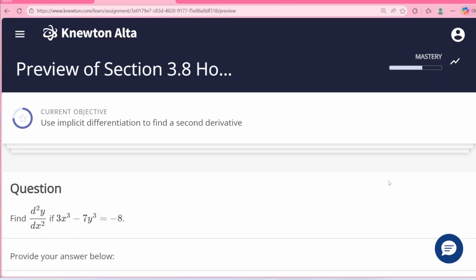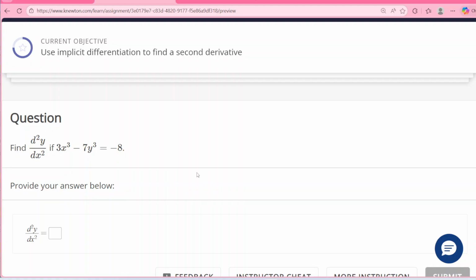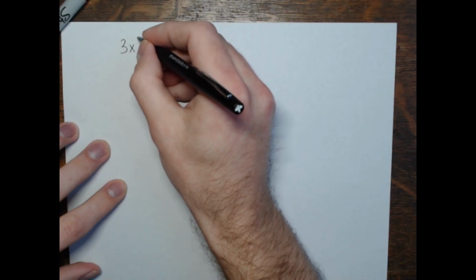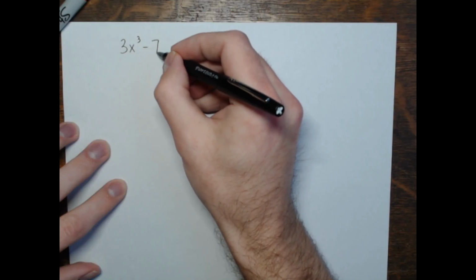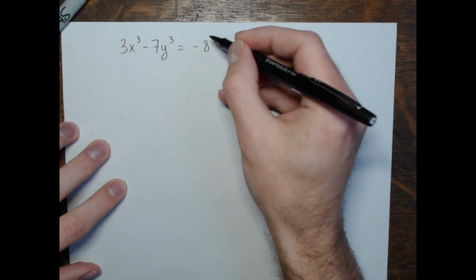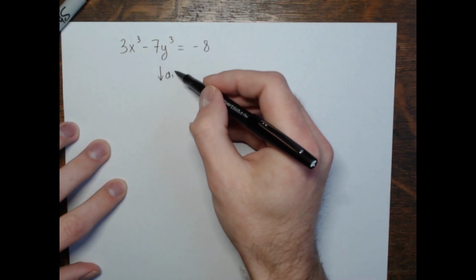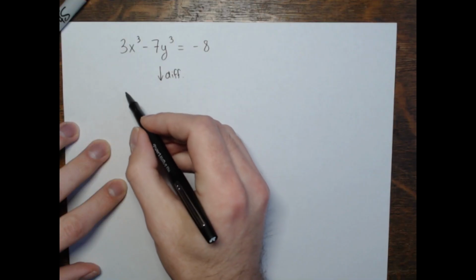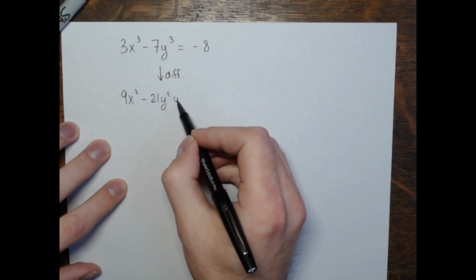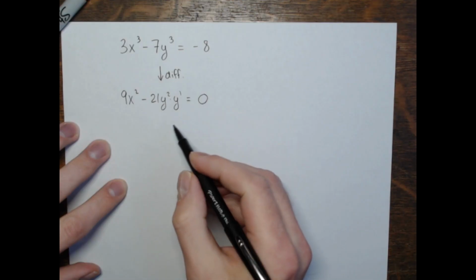Okay, and let's see. So another second derivative, right? So this should be pretty similar to the previous problem, previous couple problems, from this same objective where you're finding the second derivative. So we got 3x cubed minus 7y cubed equals negative 8. All right, so I'm going to go right into it. Derivative with respect to x, you got 9x squared minus 21y squared times y prime, chain rule, equals 0.